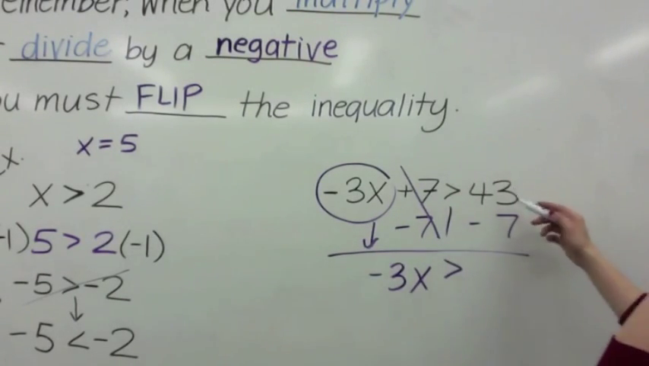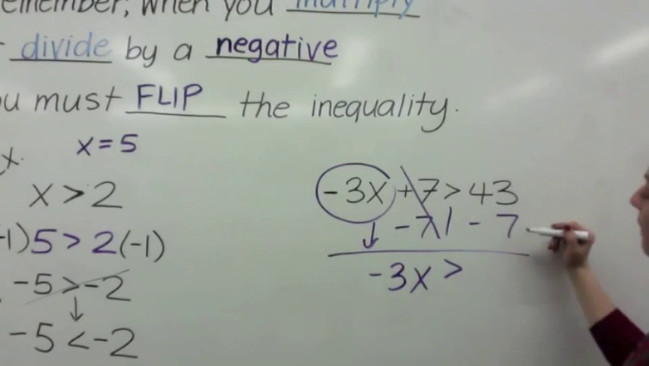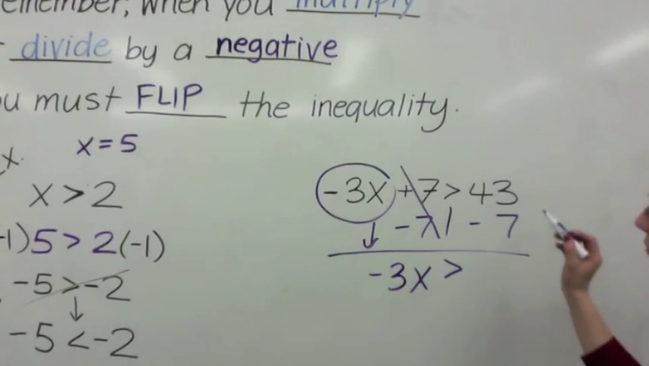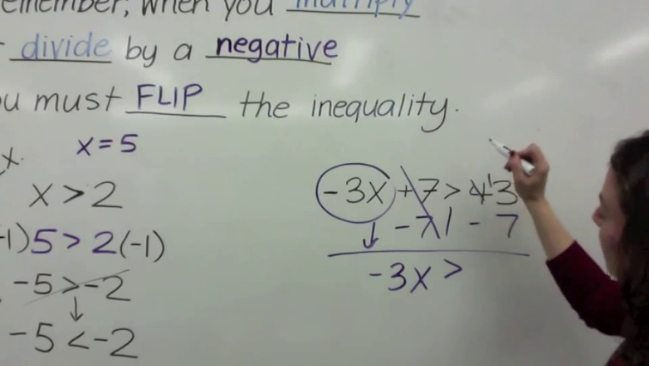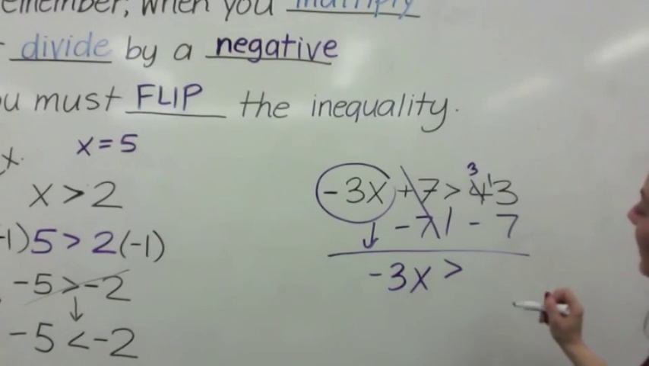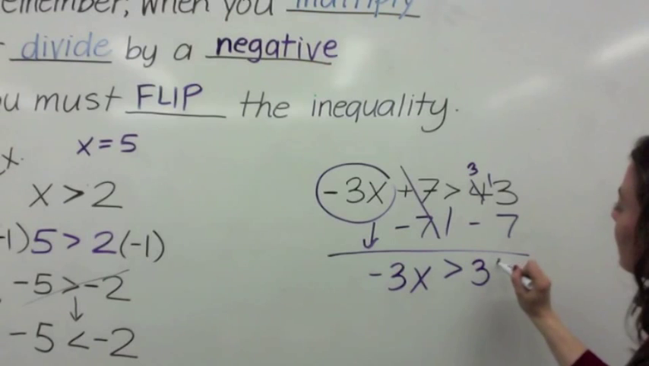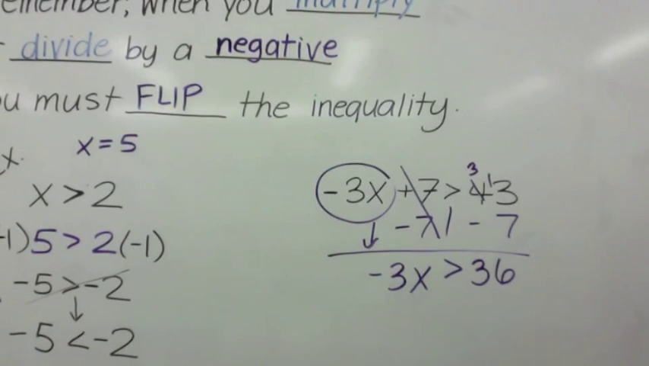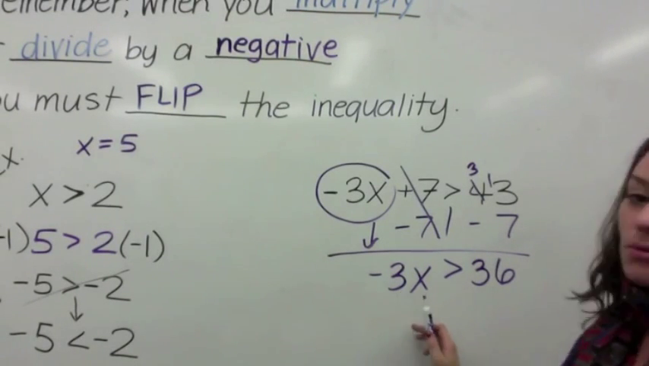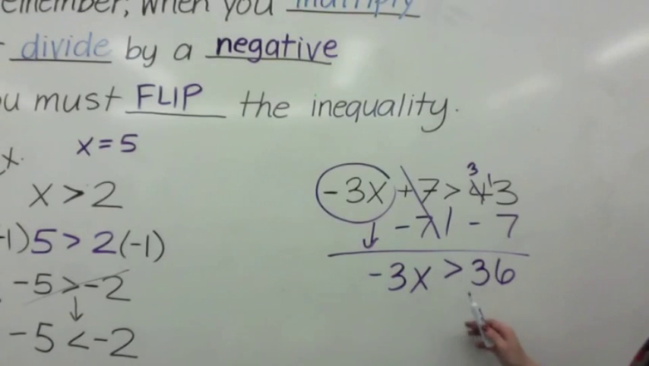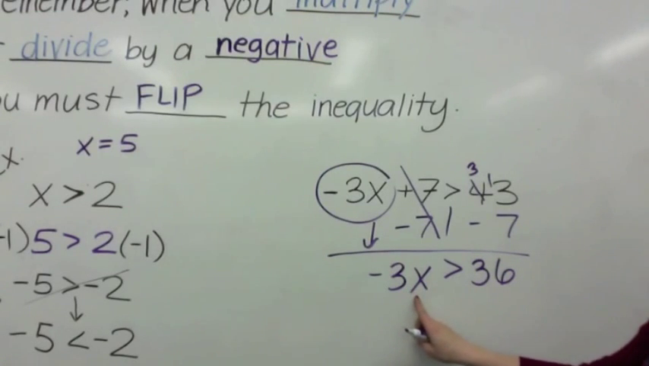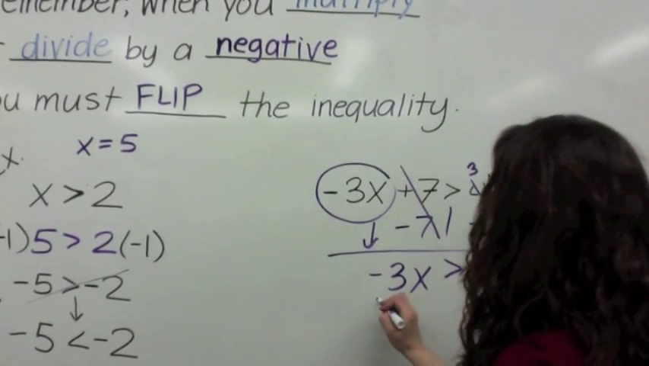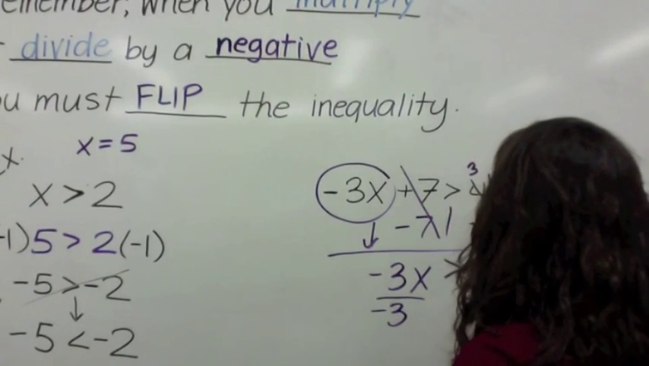So what is 43 minus 47? Remember, you have to borrow. It is 36. So in this situation, we have that -3x is greater than 36. What do we have to do to get x by itself? Remember, -3 times x is greater than 36. So what do we have to do? We have to, yes, divide both sides by -3.